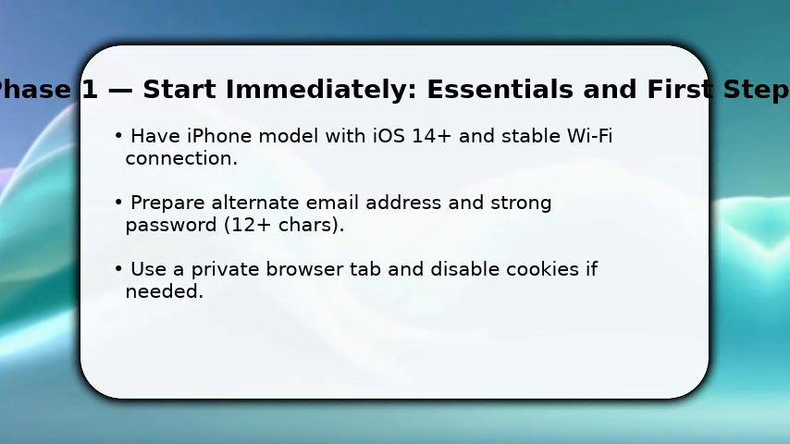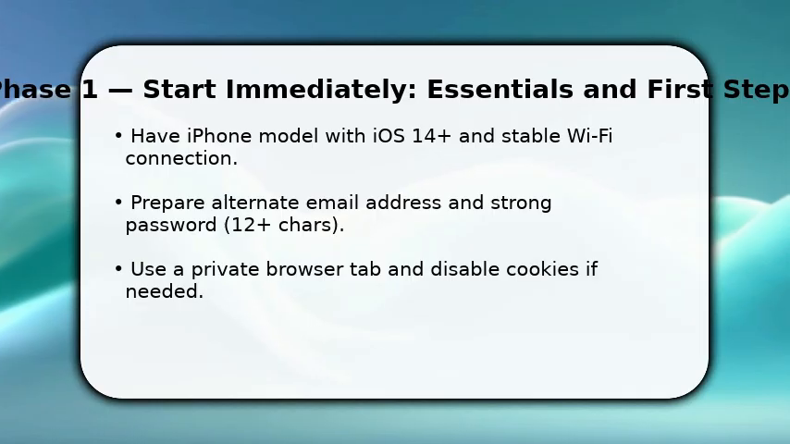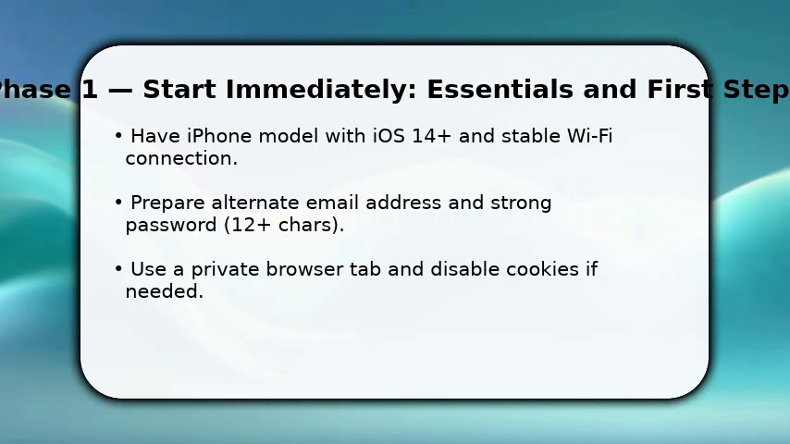You start by confirming two essentials: a working iPhone and an alternate email you can access. Once ready, open Safari and pick a private tab. This helps avoid Google detecting previous accounts. Next, go to Accounts.Google, and tap Create Account, choose for myself.